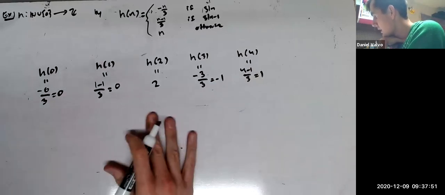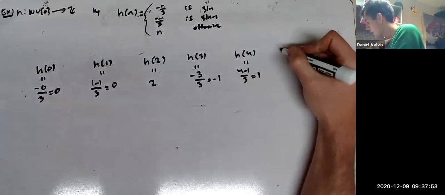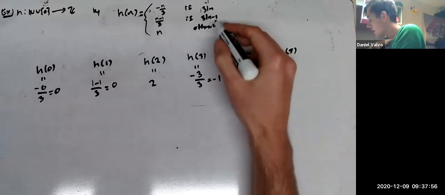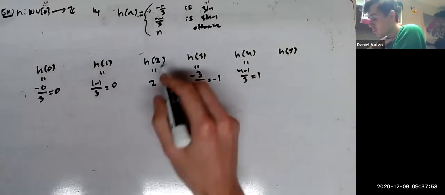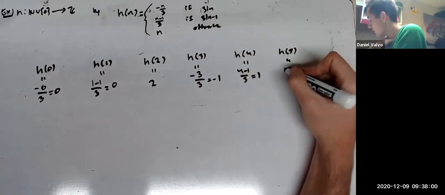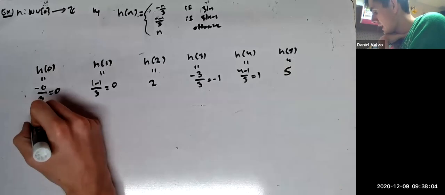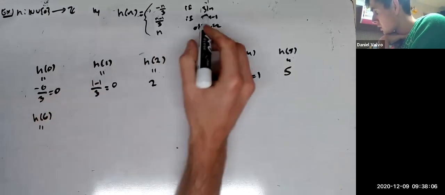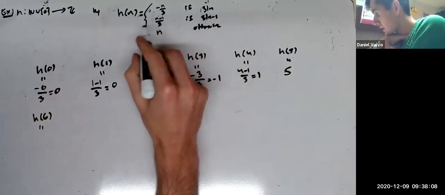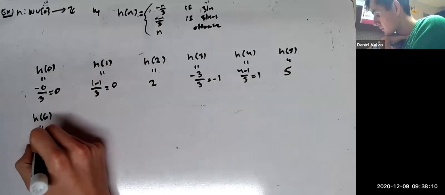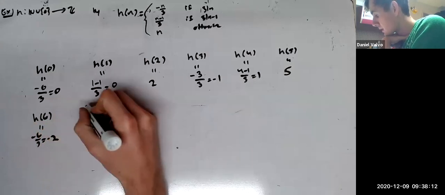And then h of 5 is again h5. 3 does not divide 5, 3 does not divide 5 minus 1. So in the otherwise case, we just output 5. Then we keep going. H of 6, 3 does divide 6. That means in this case, we're going to output -6 over 3, which is -2.